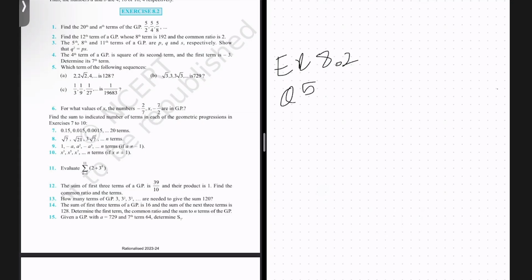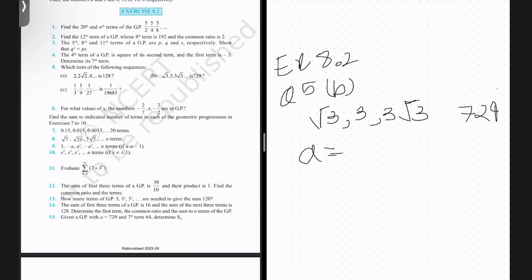Question number 5, we are going to move to the B part, right? In the B part, we have root 3, 3, 3 root 3, and the term that we are going to find out is 729. Correct? So the first term of the sequence is root 3. Correct? The common ratio R can be found out by dividing the second term by first term. This is a very common trick that you all should remember.